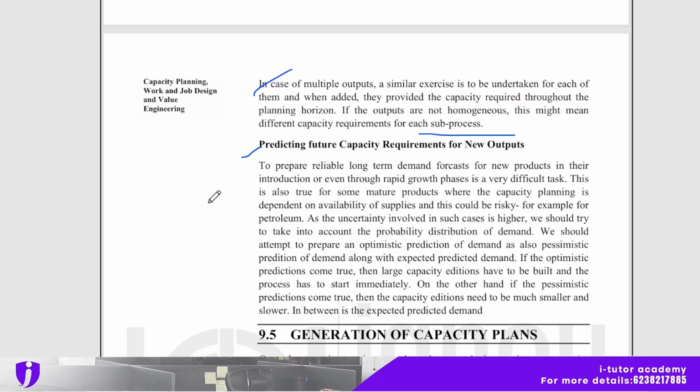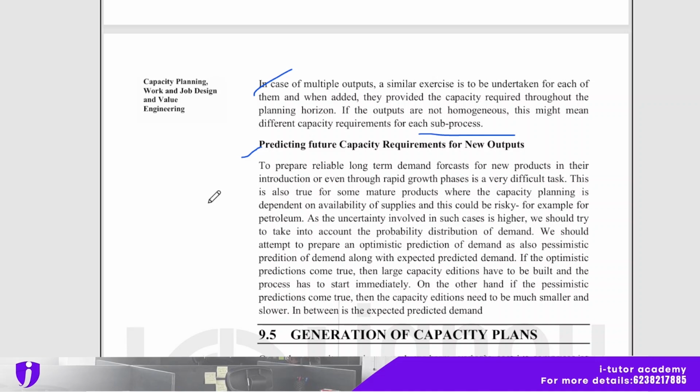This is also true for mature products where the capacity planning is dependent on availability of supplies, and this could be risky, for example for petroleum. As the uncertainty involved in such cases is higher, we should try to take into account the probability distribution of demand, and we should attempt to prepare an optimistic prediction of demand as well as a pessimistic prediction of demand along with the expected predicted demand.